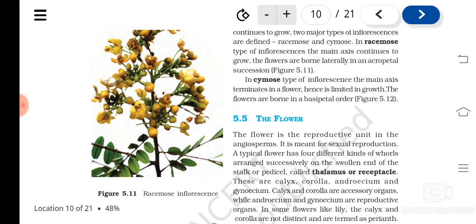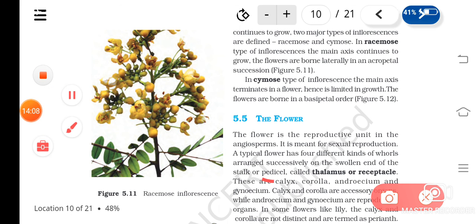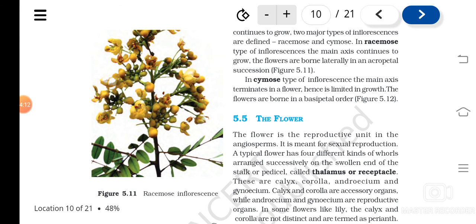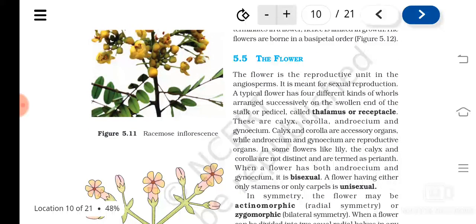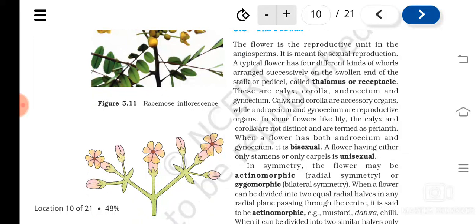Thalamus. What is the thalamus? It is the swollen tip of the stalk or pedicel. The stalk of a flower is mainly known as the pedicel, and the pedicel's tip is known as the thalamus, on which all the organs and whorls are arranged. Understood? Then if a flower has both the androecium and gynoecium, it is known as a bisexual flower. And if the flower has only one of these, it is known as a unisexual flower.